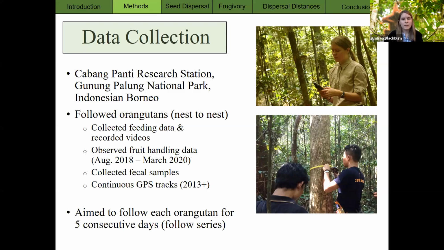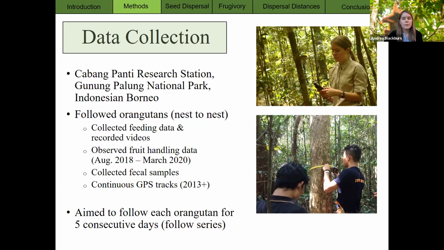We also collected GPS tracks. An observer beneath the orangutan recorded a continuous GPS track on a handheld GPS unit. Continuous GPS tracks have been collected since 2013. We aim to follow each focal orangutan for at least 5 consecutive days, and we use the term follow series to account for multiple days of following the same focal orangutan. As not all follow series lasted 5 days, we recorded the reason why a follow series lasted less than this duration. There were 2 categories of reasons as to why orangutans were not followed for the full 5 days.